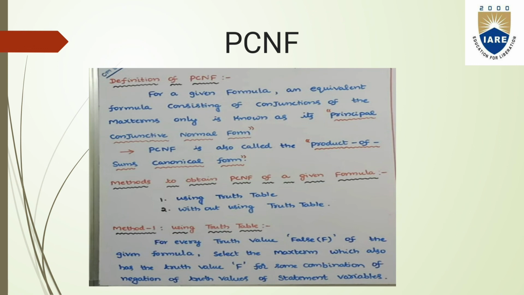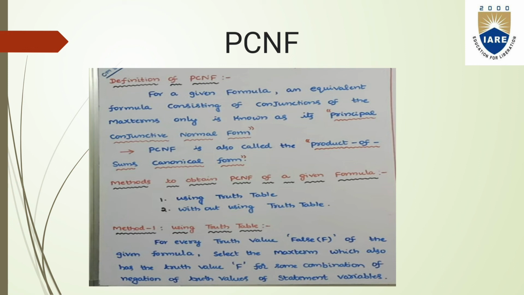Next we are going to see PCNF. Definition of PCNF: for a given formula, an equivalent formula consisting of conjunctions of the max terms only is known as its principal conjunctive normal form. PCNF is also called the product of sums canonical form. So here also, in the same way as PDNF, you will have two methods, that is using truth table or without using the truth table. First we'll see using truth table.